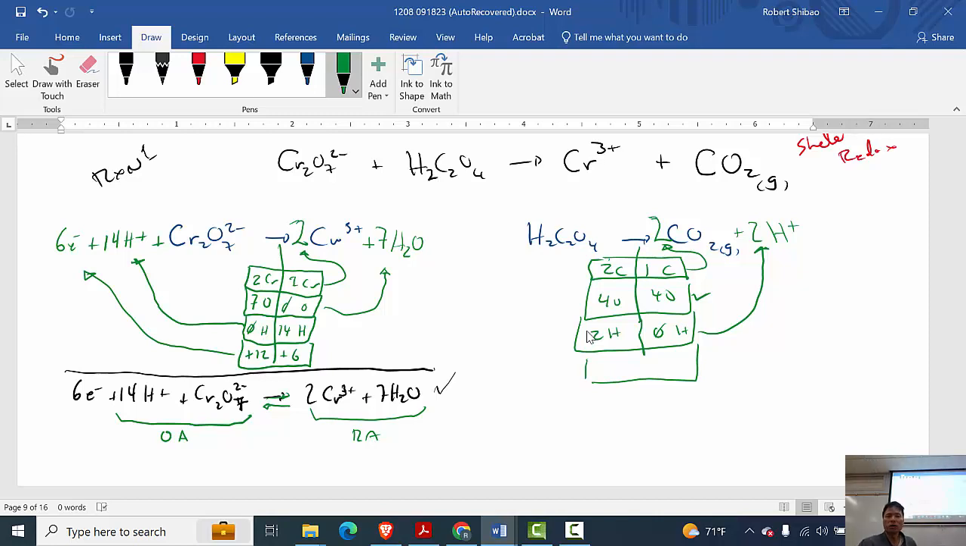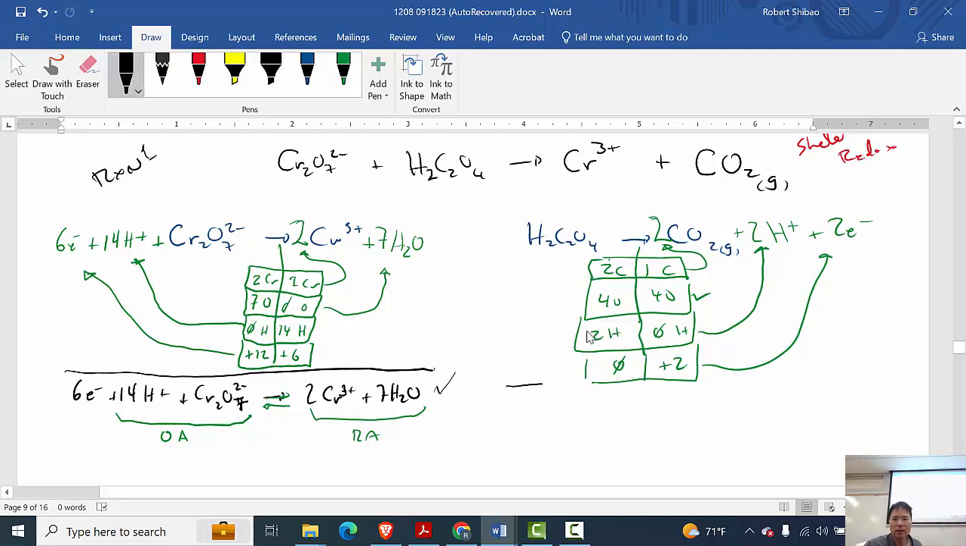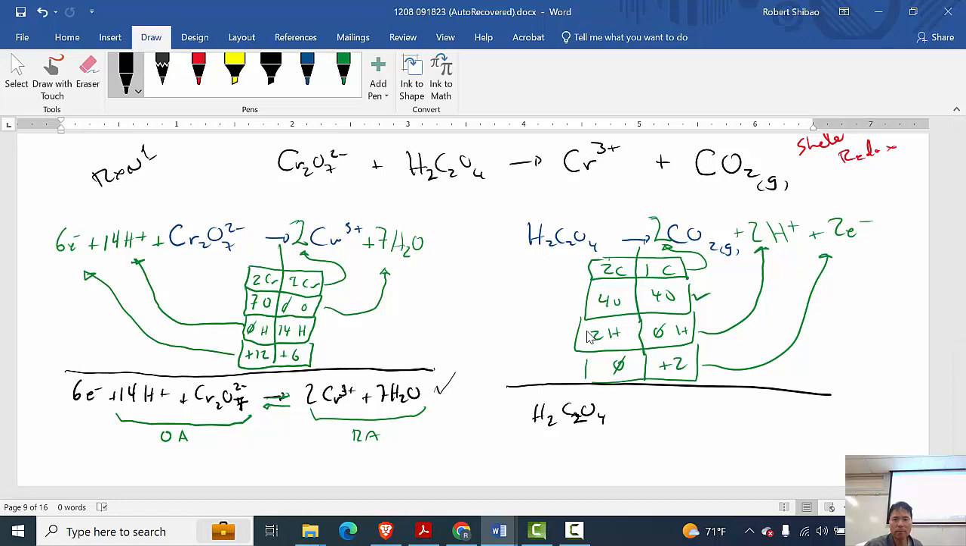Then I balance out the charge. Oxalic acid's neutral, and then I have a neutral CO2 plus the H+s, and 2 of them, so we're going to have plus 2 over here. And so what I'll do is I'll add 2 electrons here. And this would give me my balanced half reaction, which is going to be oxalic acid goes to 2 CO2 plus 2H+ plus 2 electrons.